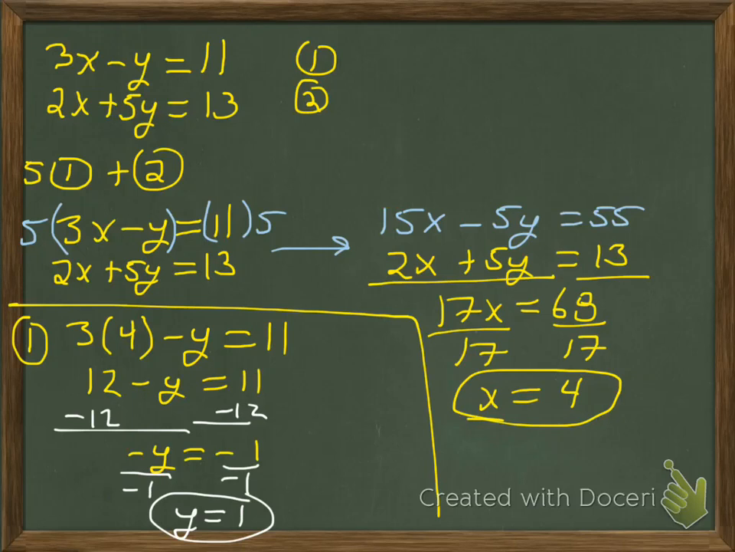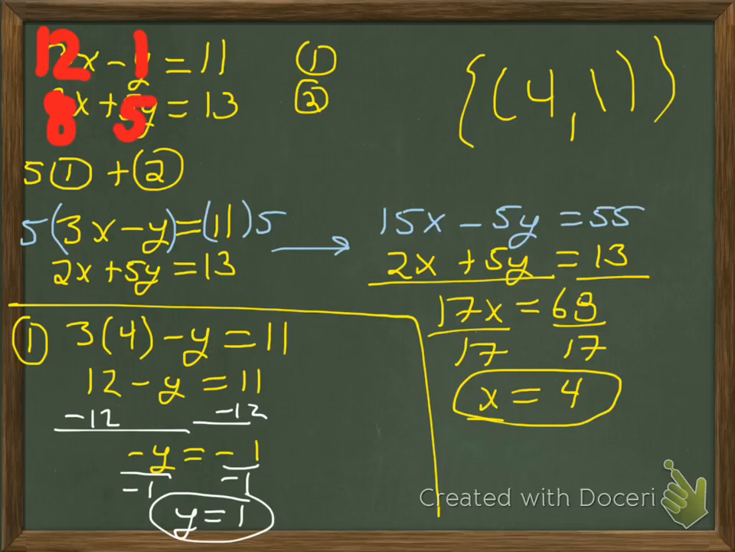So then I'll go ahead and write my, I guess I didn't write my ordered pair anywhere, did I? Well, let's go ahead and do that. So the ordered pair is (4, 1). And if I want to check that in both my equations, if x is 4, 3 times 4 is 12, and then minus 1, 12 minus 1 is 11, looks good. 2 times 4 is 8. 5 times 1 is 5. 8 plus 5 is 13, so it checks out in both of our equations just fine.